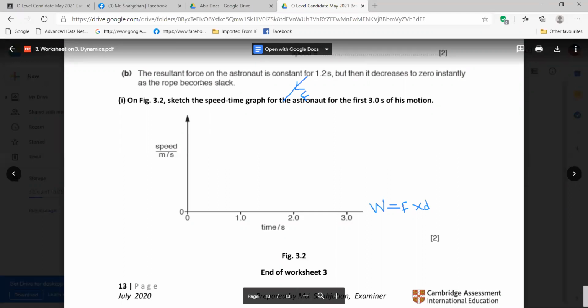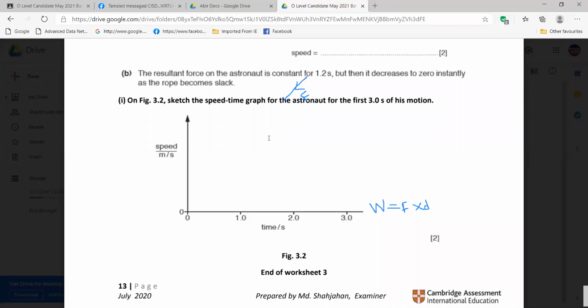Okay. The resultant force on the astronaut is constant for 1.2 seconds, and that means it decreases to 0 instantly as the rope becomes slack, right? So when the resultant force is 0, that means acceleration is also 0, right? Yes. And if acceleration is 0, that means it will go with constant speed, right? Yes, sir. That was in circular motion, right? The astronaut was in circular motion in space because he is with the satellite, right? Yes. Okay, so we will go for it.